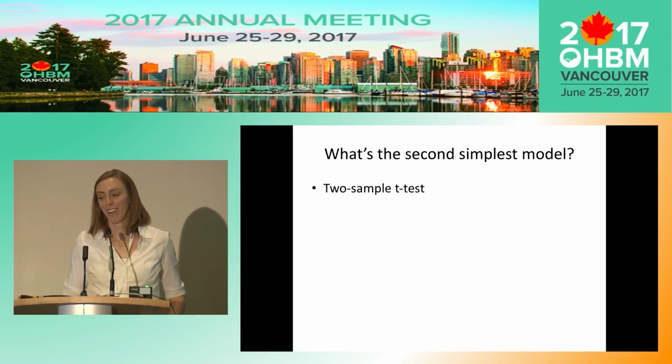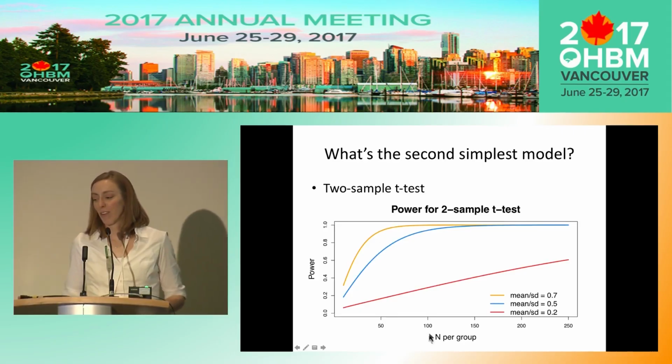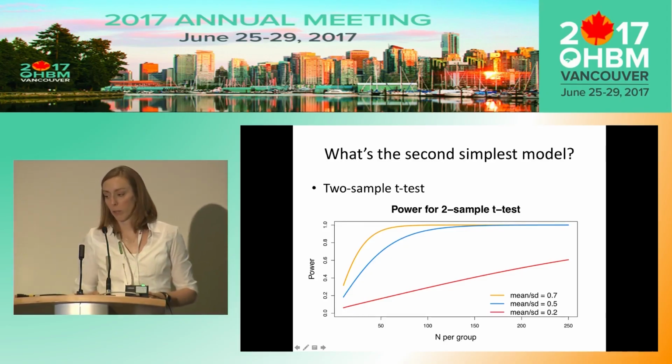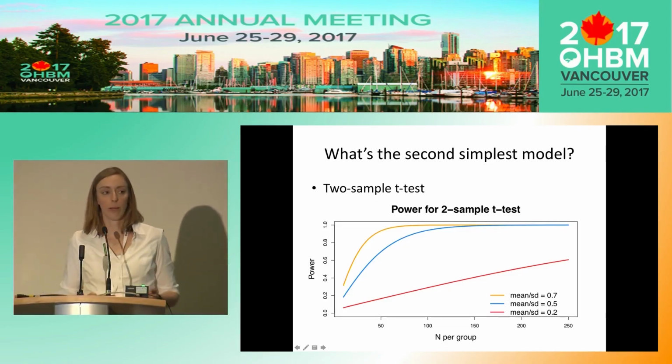Two sample t-test. Right, so now this is the sample size per group and power. Same effect sizes, but now these are mean differences of 0.2, 0.5, and 0.7. And in this case, things are even worse for the small effect. Even with 250 subjects per group, you're not even close to 80% power. For the medium effect, if you have around 70 to 80 subjects per group, things are looking a little better. And this is just a plain old two sample t-test.